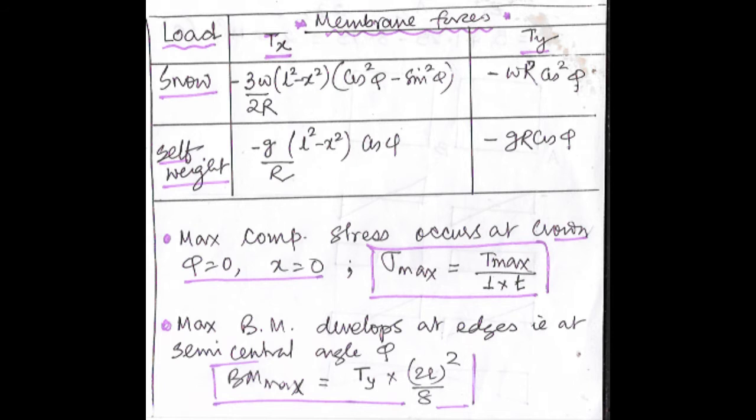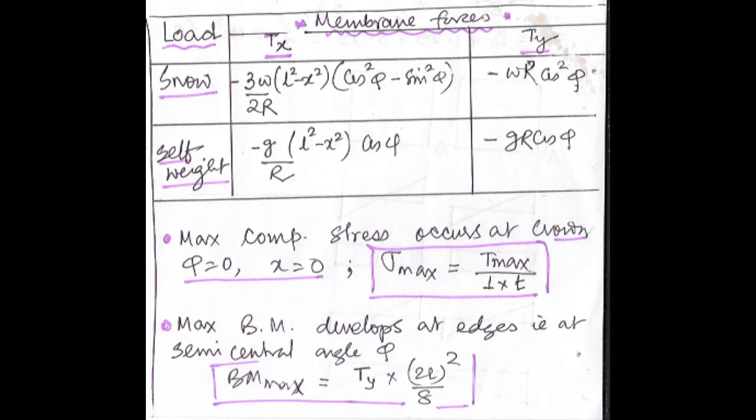So phi is the semi-central angle over here, W is the load acting, that is the snow load, L, as you know 2L is the span, so from there we can find the value of L. R is the radius of the shell, and remember over here small g is not acceleration due to gravity, which we take as 9.81, so that is not g over here. Here g is the self weight of the structure, that is gamma into t. What is gamma? Gamma is the unit weight of concrete. The value is around 24 to 25 kilonewton per meter cube, and t is the thickness. So if we multiply gamma into t, we will get the value of the self weight, that is g.